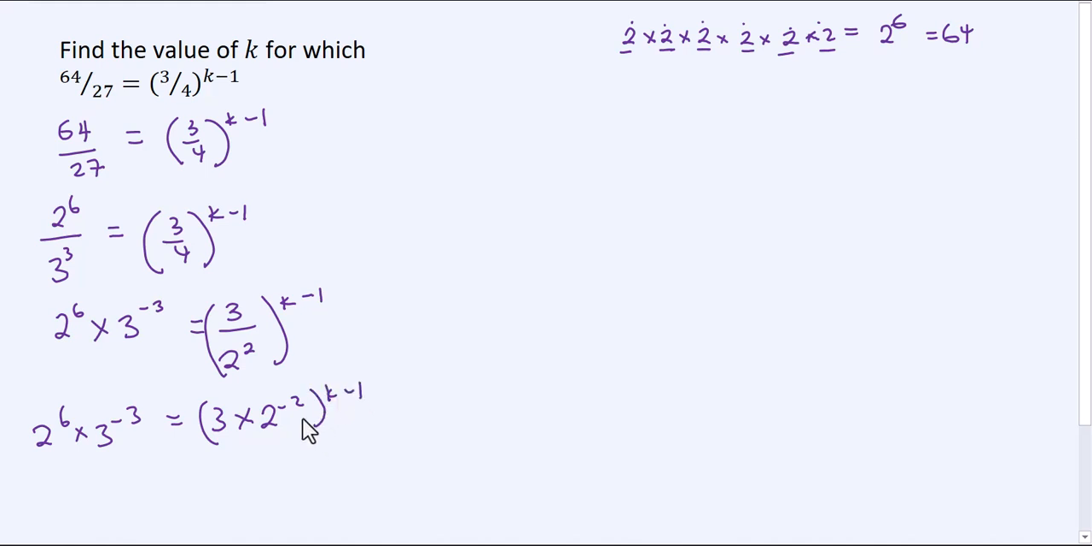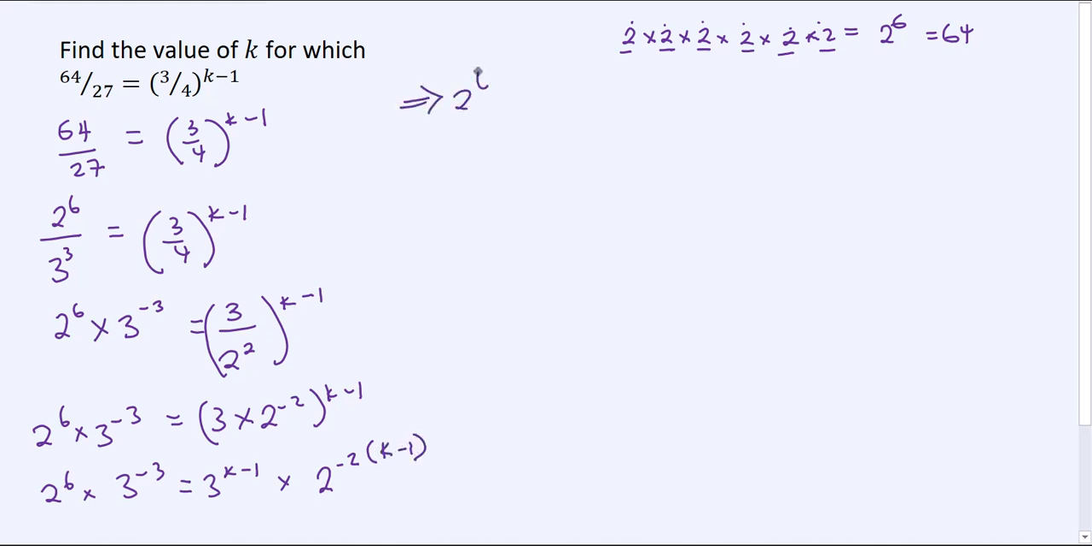all raised to k minus 1. Okay, from this point we have 2 raised to the power 6 multiplied by 3 raised to the power minus 3 is equal to 3 raised to the power k minus 1. So let's employ the power law. So we have k minus 1 multiplied by 2 raised to the power minus 2, bracket k minus 1. Okay, let's continue from this point.